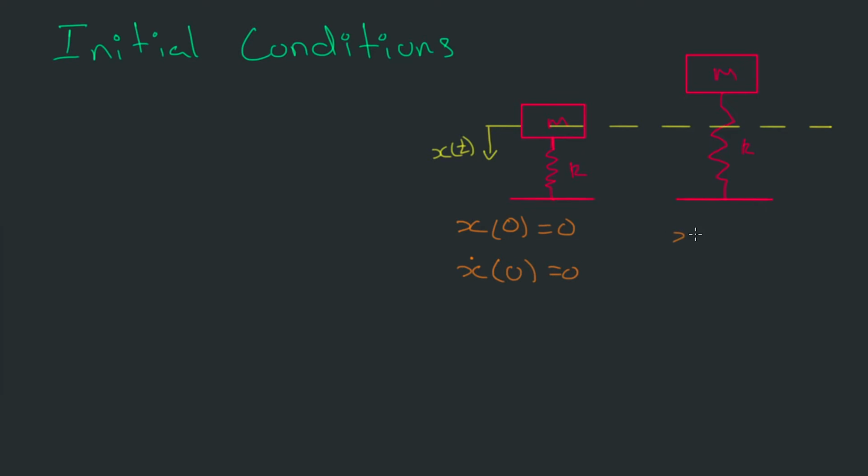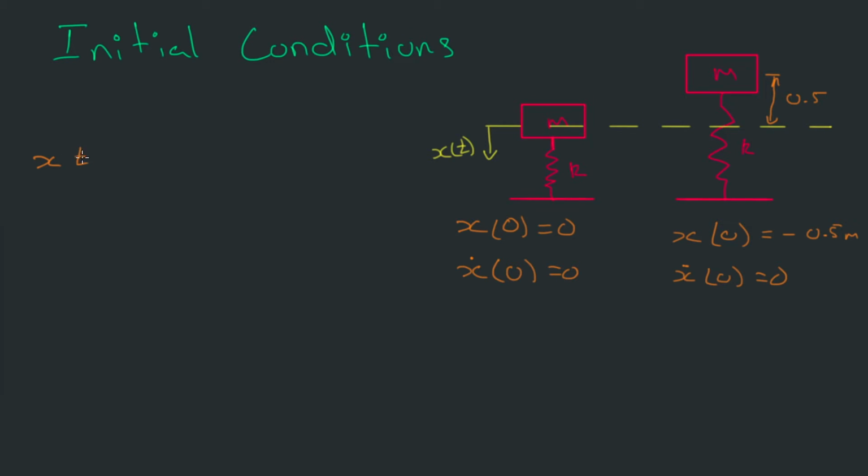On the right here, I might say that x at 0, now this is positive, is equal to, let's say, minus 0.5 meters. And all that means is that my mass is starting at 0.5 meters. And the minus is just there because we are assuming that down is positive. So it's starting up. So let's denote the velocity of this mass as also equal to 0. So this mass here is starting from rest with some initial displacement. This mass is starting from rest with 0 initial displacement.